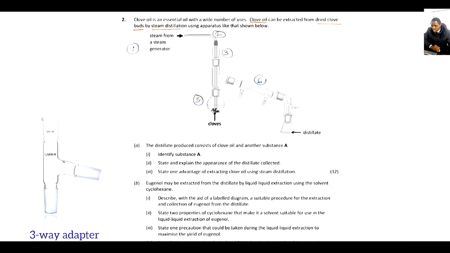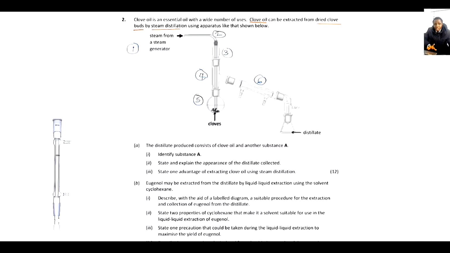Now, you can see this apparatus here. It has three mouths. We call it a three-mouth adapter. It is three-mouth because it helps us connect to the stopper, then connect to the round-bottom flask, and also connect to the Liebig condenser. So that's why it's called a three-mouth adapter. This number five, as is known in chemistry practical, is a round-bottom flask, which is connected to the adapter, and the third mouth of this adapter is connected to what we call the Liebig condenser.